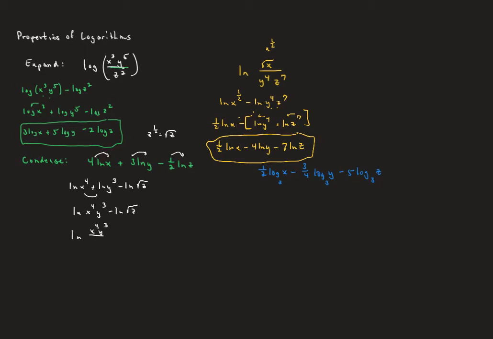Okay, let's see if we can do it with the next one. So we're going to call that the log base 3 of x to the 1/2 minus the log base 3 of y to the 3/4 minus the log base 3 of z to the 5th. So that's going to be the log base 3 of the square root of x. Now with the minus sign there, we can make that a division.